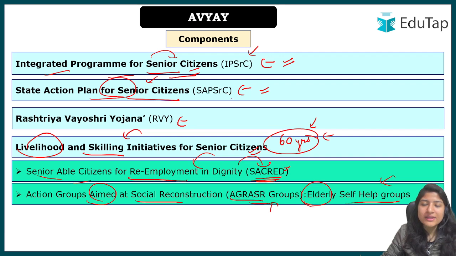I want to tell you one thing. In examinations, especially if you're preparing for RBI, NABARD, and even UPSC, EPFO, any examination, the full forms can also be asked. So for SACRED and AGRASR, you should be pretty much aware of the full forms. These are very important. All the full forms are very important.